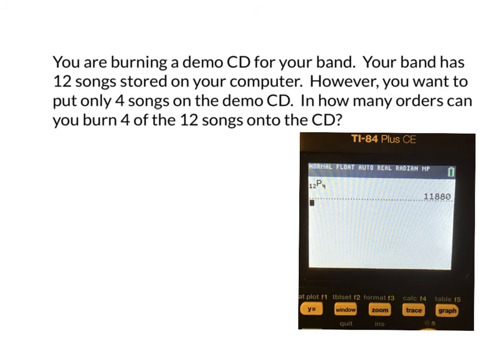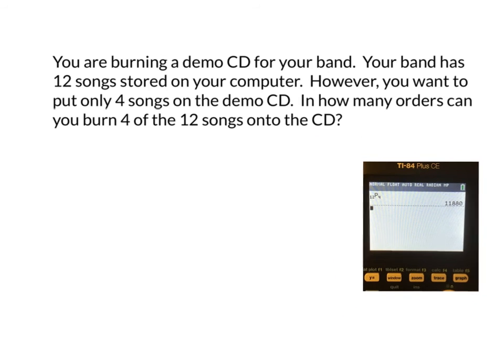Okay, here's a quick example. Say you were burning a CD demo for your band. Your band has 12 songs stored in your computer. However, you want to put only 4 songs on the demo CD. In how many orders can you burn 4 of the 12 songs to the CD? So you're not putting all the songs on there, just 4. So it's asking how many different orders can you put those 4 songs out of 12.